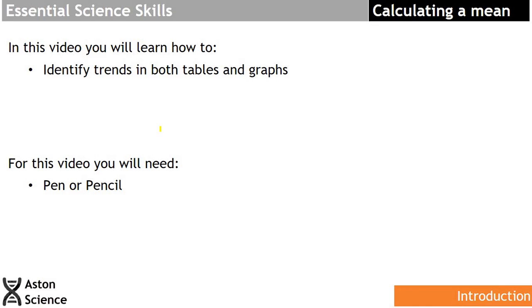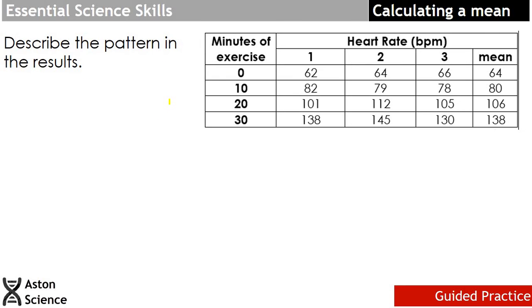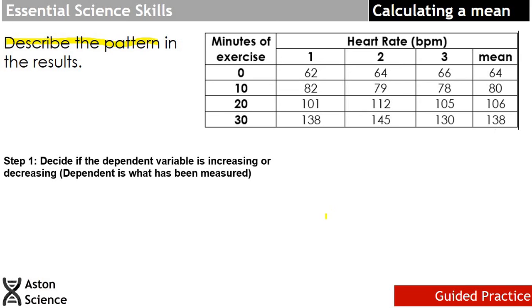In this video, you will learn how to identify trends in tables and graphs. All the equipment you need is a pen or a pencil. So we've got a results table here and we're being asked to describe the pattern. The first step to doing this is deciding if our dependent variable is increasing or decreasing.